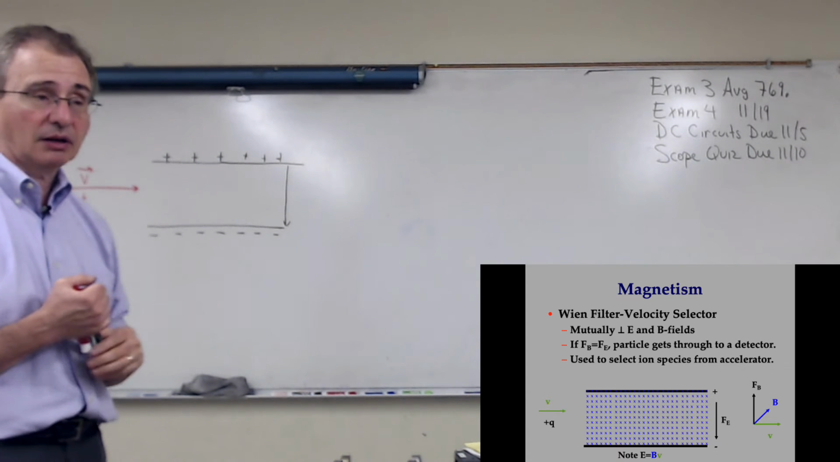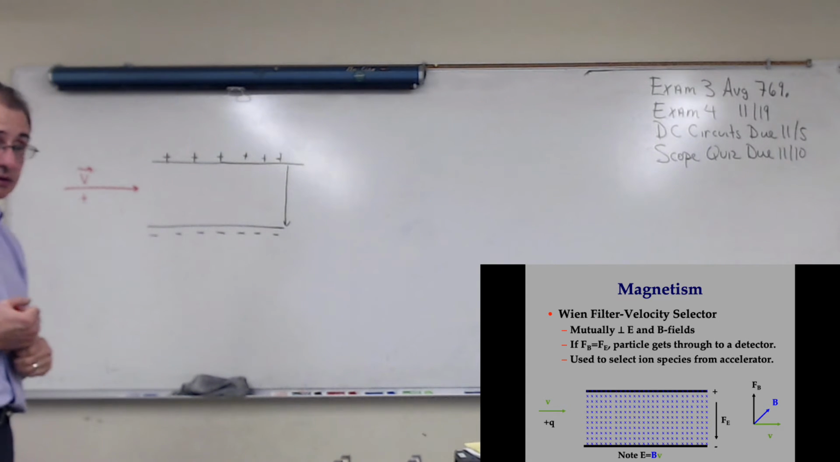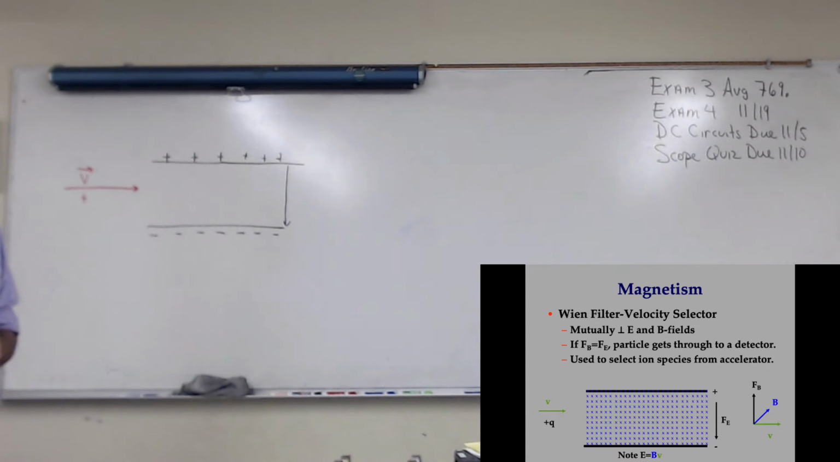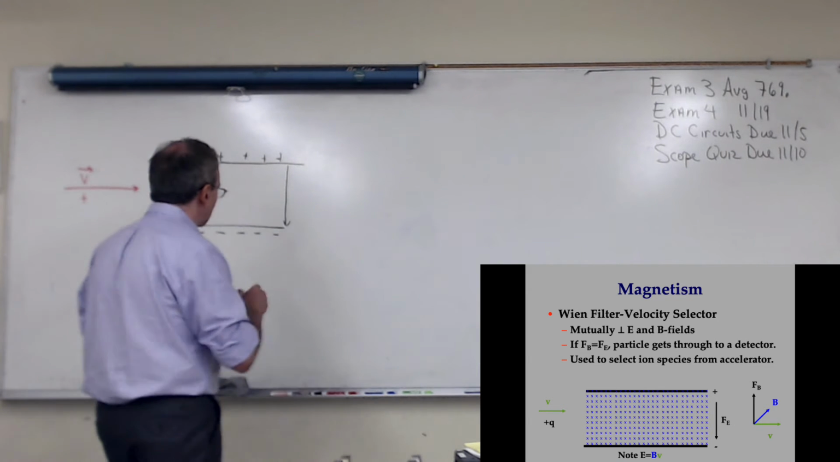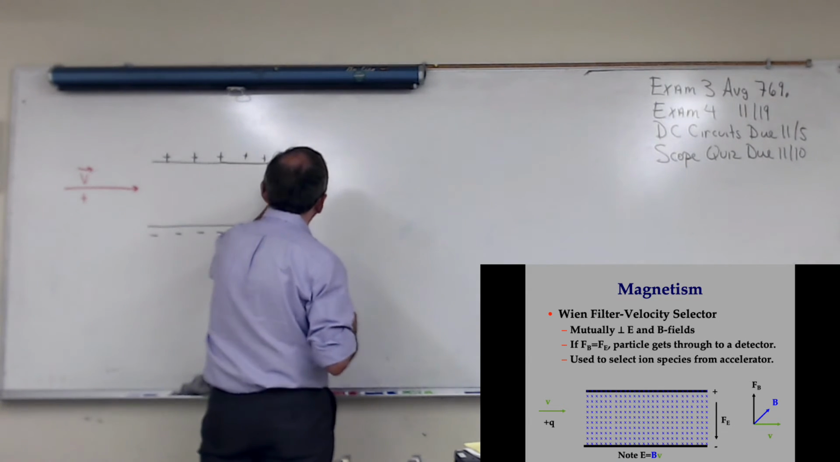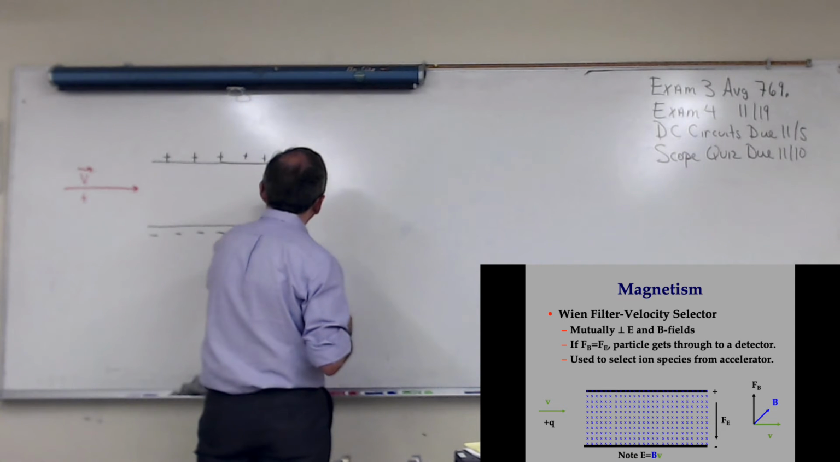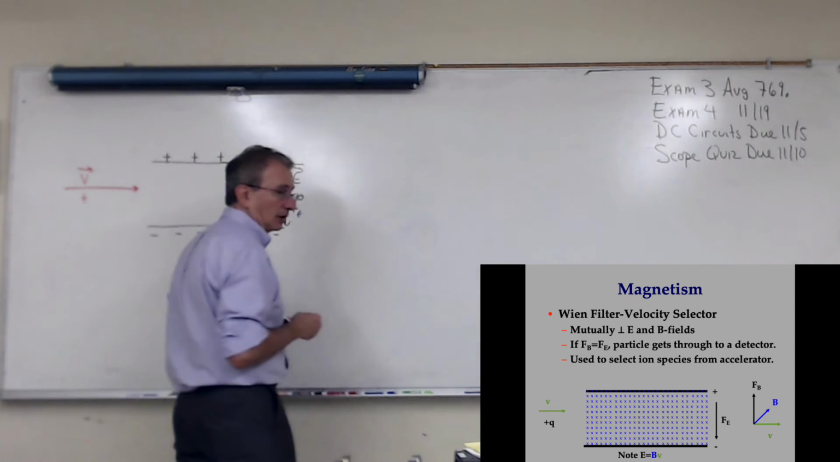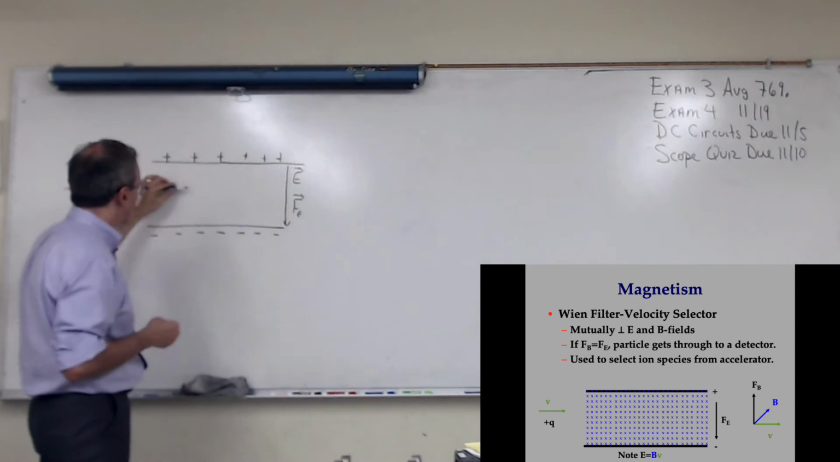What happens to the particle when it goes through the set of plates in a uniform electric field? Well, if the electric field points downward, the force will point downward. And so the particle is going to go down.